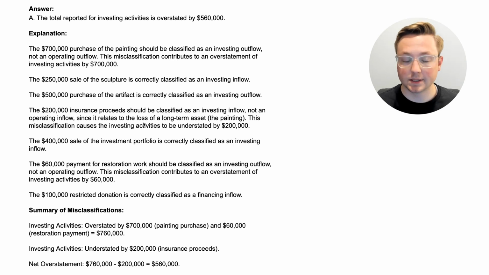So this misclassification leads to the investing activities being understated because it should be $200,000 higher. They should have received $200,000 more in investing activities.